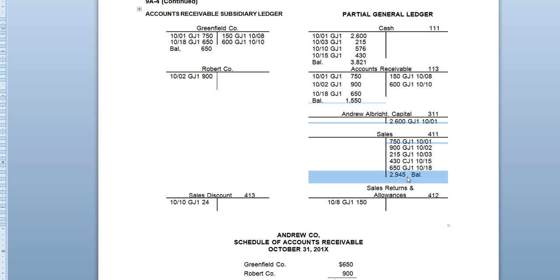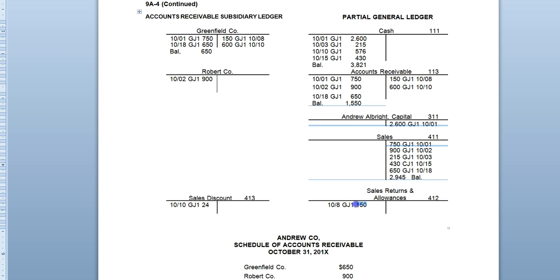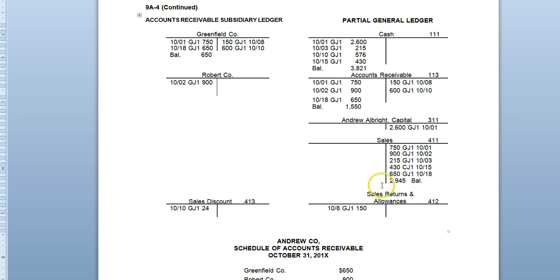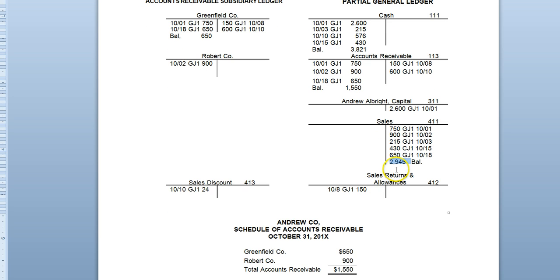It's your gross revenue, as it's called, before the subtraction of the 150 and the 24. So when we do net sales on an income statement, we'd be taking 150 and 24, 174. What would be showing on the income statement is 2945 minus 150 minus 24. So you'd be subtracting $174 from the gross sales account in order to get net sales, which again is the difference between the gross sales and the sum of the two contra revenue accounts.